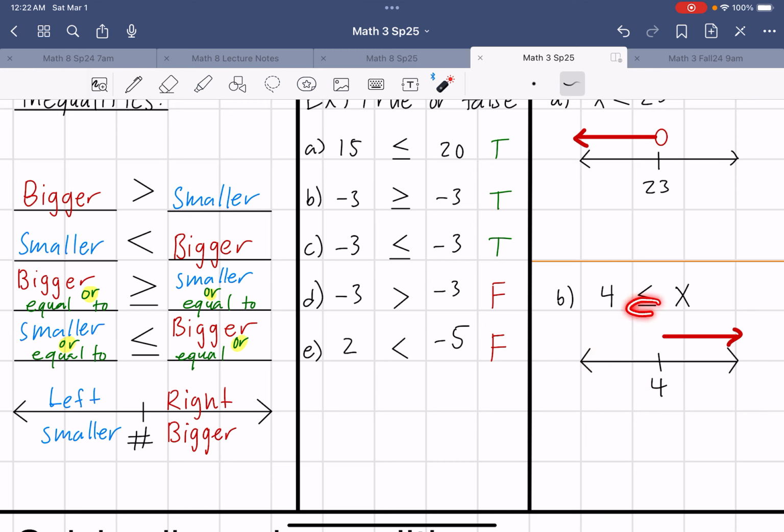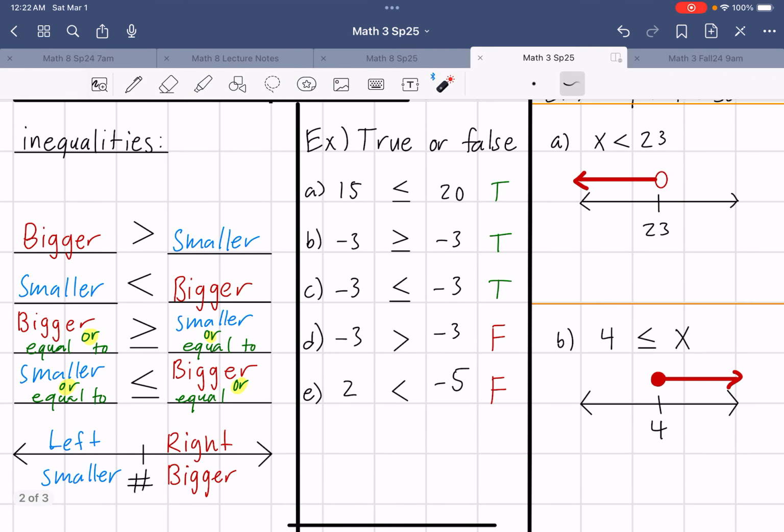But how do I take care of this equal symbol? What does that mean? I'm saying that if 4 was plugged into this x, it doesn't satisfy the inequality, but it does satisfy the equality. So how do I denote that 4 is part of my solution? I just put a closed circle versus an open circle to show that 4 is part of the true statement of this inequality. Whereas 23 was not a true statement, and that's why we put an open circle to imply that it's not true.